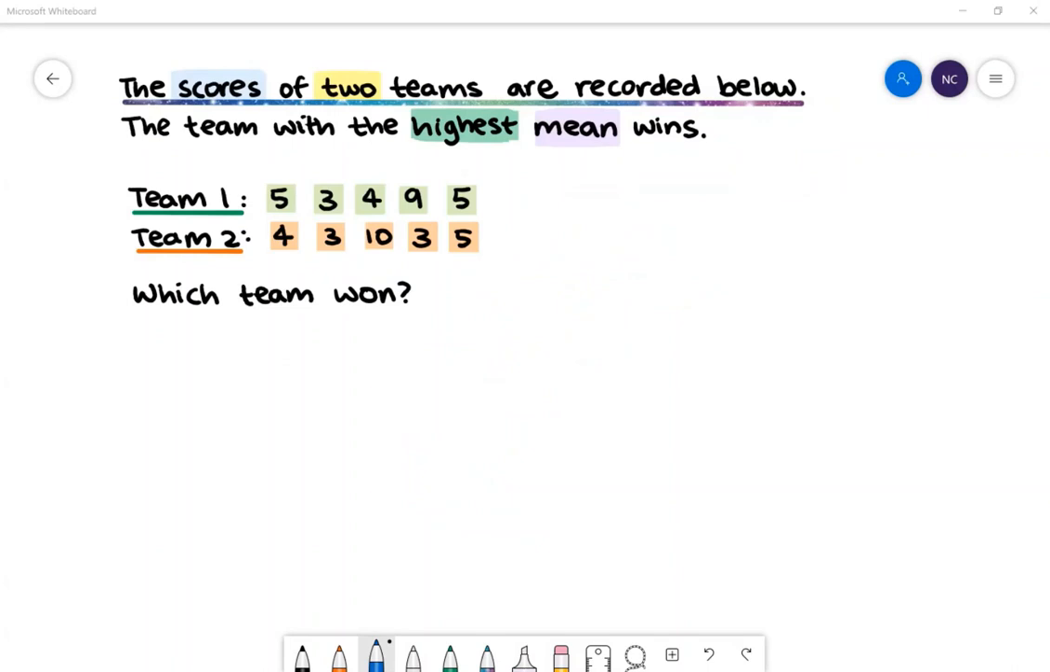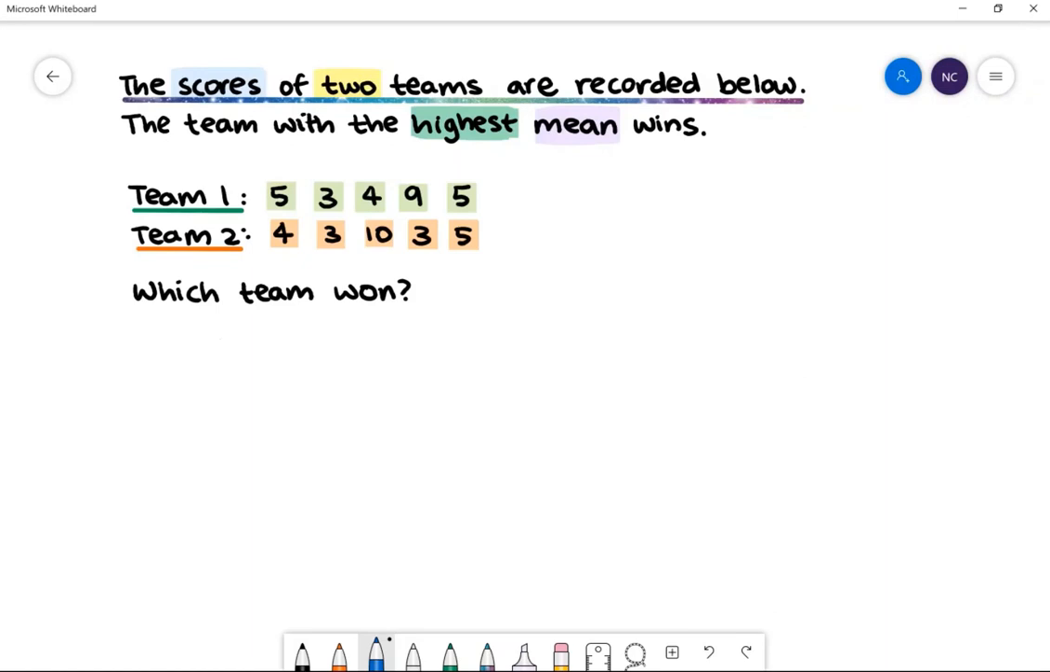Here is our next example. The scores of 2 teams are recorded below. The team with the highest mean wins. Team 1 scored 5, 3, 4, 9, and 5. Team 2 scored 4, 3, 10, 3, and 5. Which team won? First, we'll calculate the mean for Team 1.